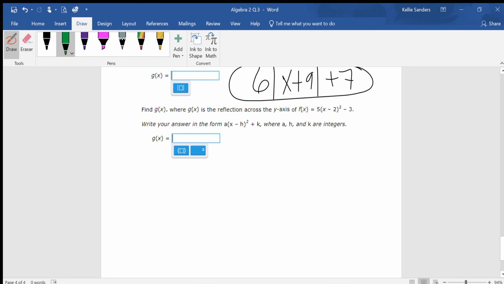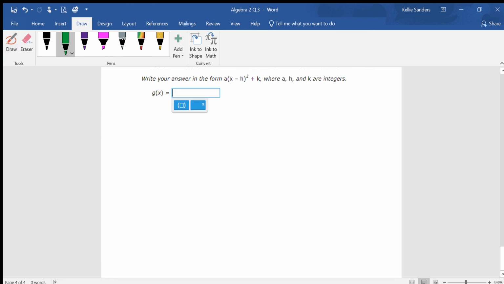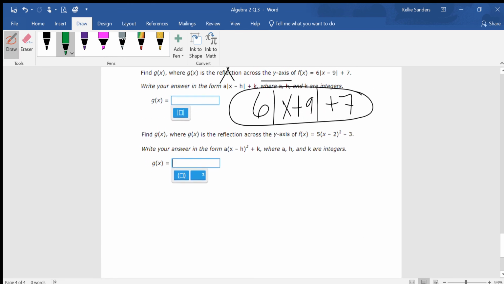I think this is the last one. Yeah, last problem. Reflect about the y, so we're just going to change the x. So the 5 stays positive, the 2 becomes positive, the square is still there, and the 3 stays negative.